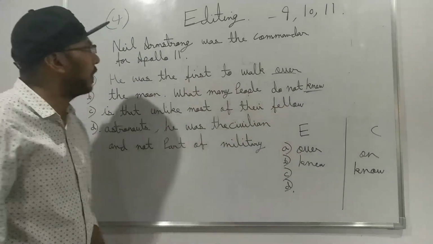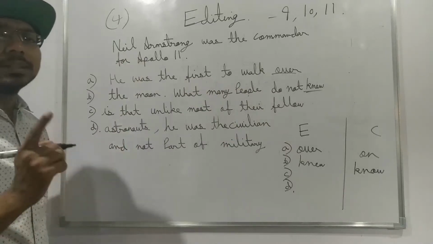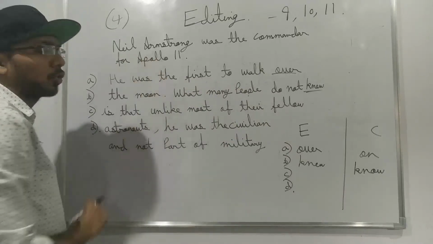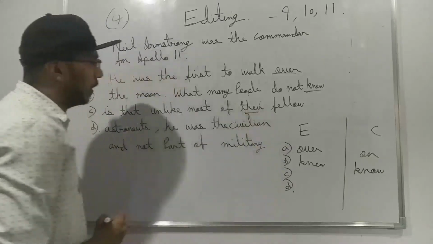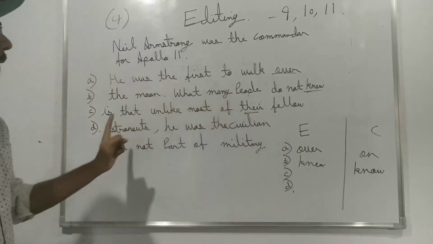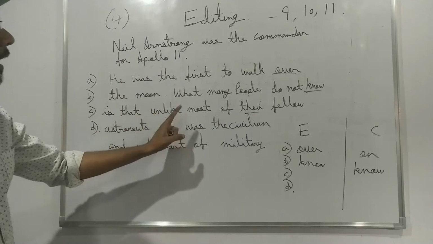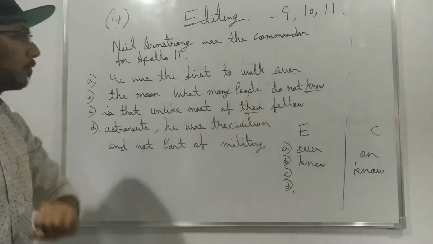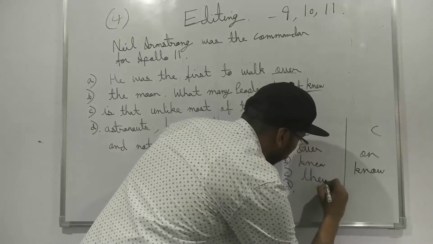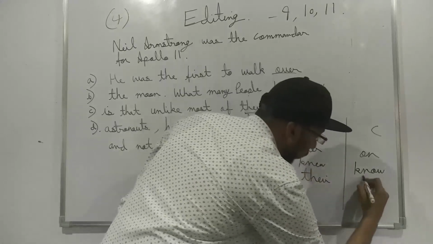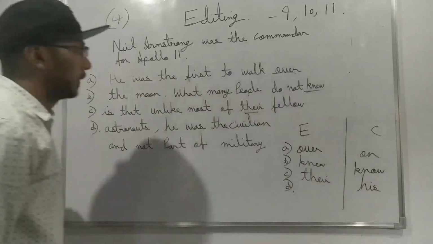There, why there? We are talking about Neil Armstrong. The subject of this paragraph is Neil Armstrong. He is a single person. We cannot use there for him. We'll use people do not know is that unlike most of his fellow astronauts. There will be converted to his.